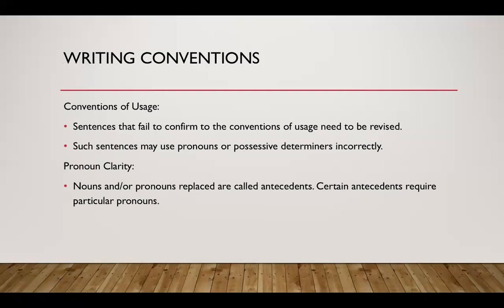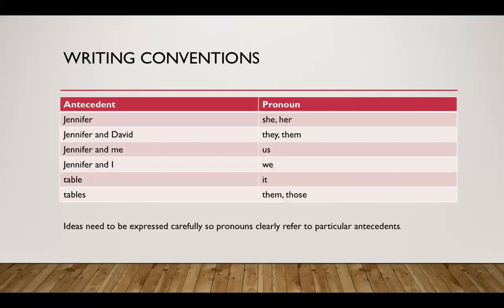So pronoun clarity. Nouns and or pronouns replaced are called antecedents. Certain antecedents require particular pronouns. So for example, Jennifer is the antecedent. The pronoun that you're going to use for her is she or her. Jennifer and David are the antecedents. The pronoun you would use would be they or them.